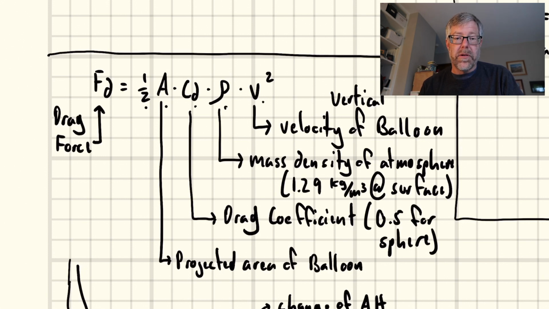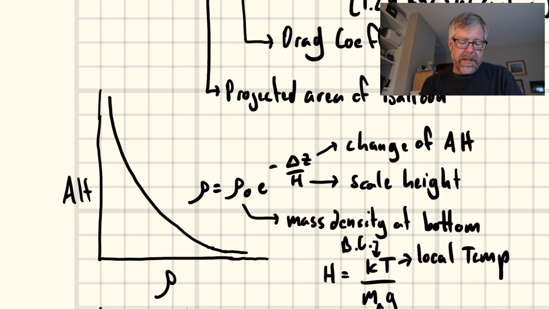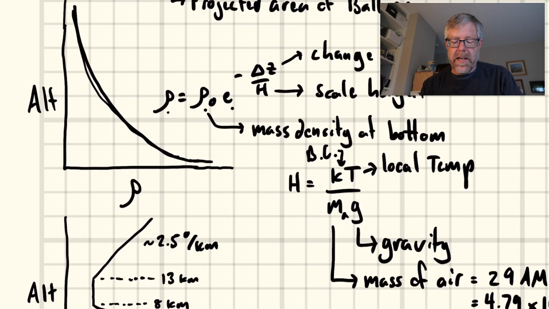The projected area of the balloon also changes as you go up because the balloon becomes bigger and bigger and bigger. If we look at how rho changes as a function of altitude, then we have this equation. Basically, the density changes exponentially as you go to higher and higher altitudes. So rho is equal to rho naught e to the minus delta z, the change in altitude, divided by the scale height. And the scale height is equal to kT over mg.